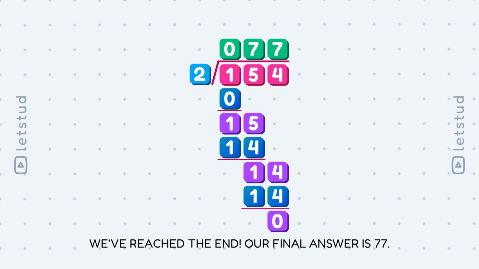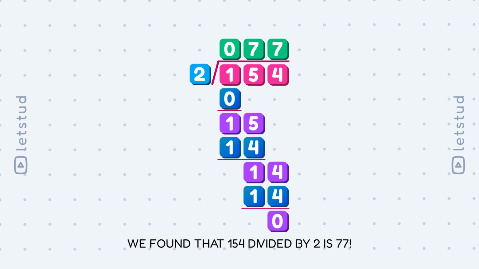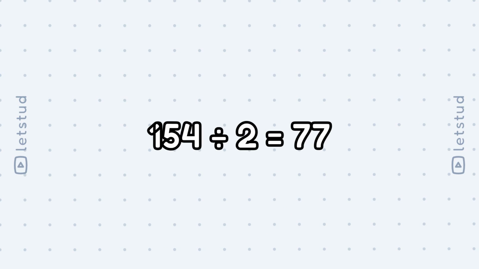We've reached the end, our final answer is 77. We found that 154 divided by 2 is 77. Great job, everyone. We learned how to tackle long division step by step. Remember, every division problem is just a puzzle waiting to be solved.